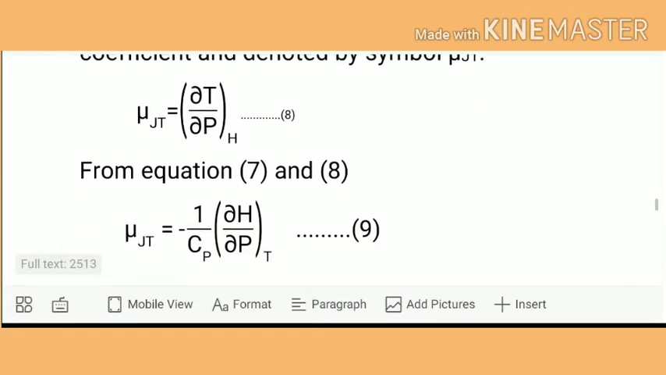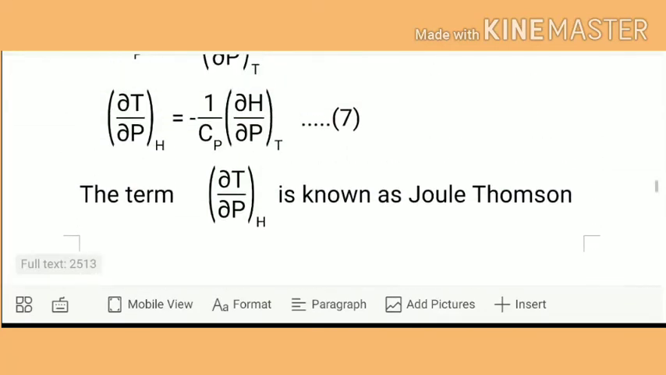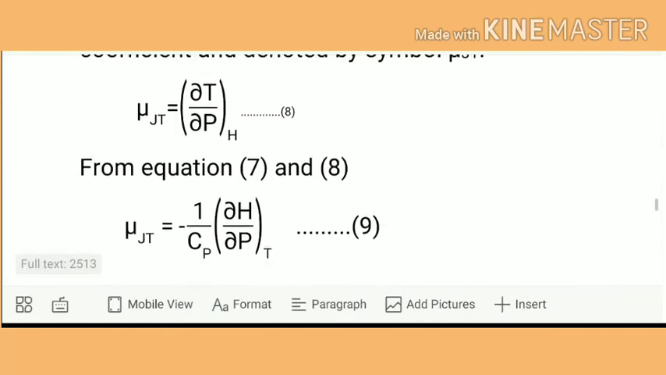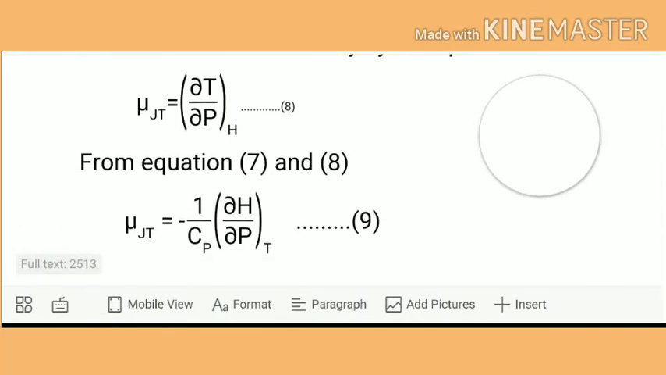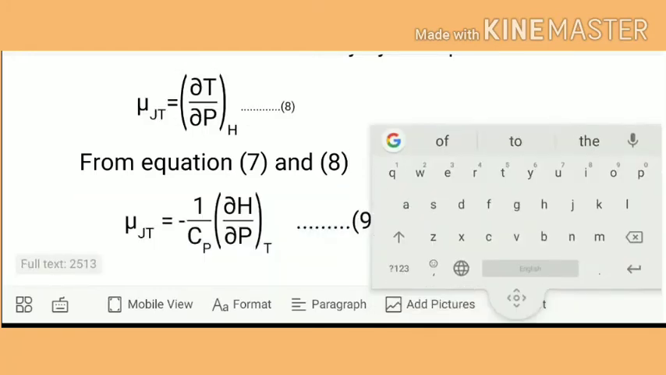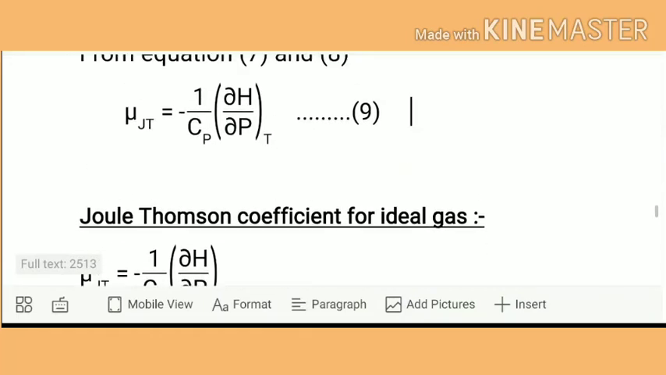From equation 7 and 8. What is 7? Equation number 7 is this. So we can replace del T upon del P at constant enthalpy by mu JT. So we get equation number 9: mu JT is equal to minus 1 upon Cp del H upon del P at constant temperature. So this is the formula of the Joule-Thomson coefficient.